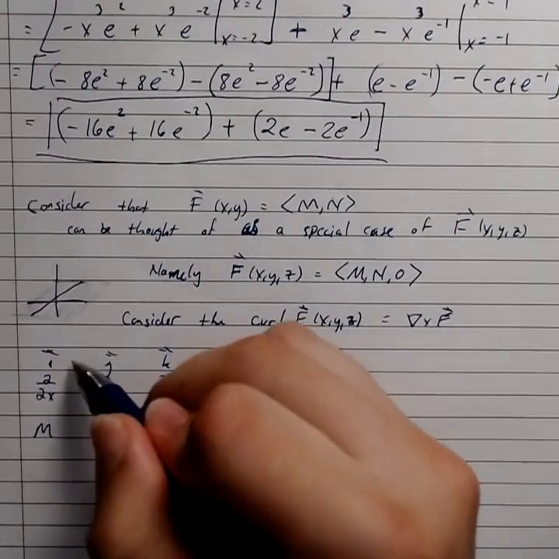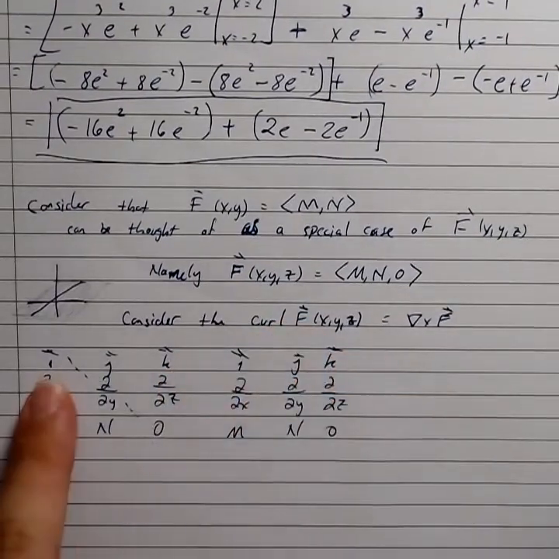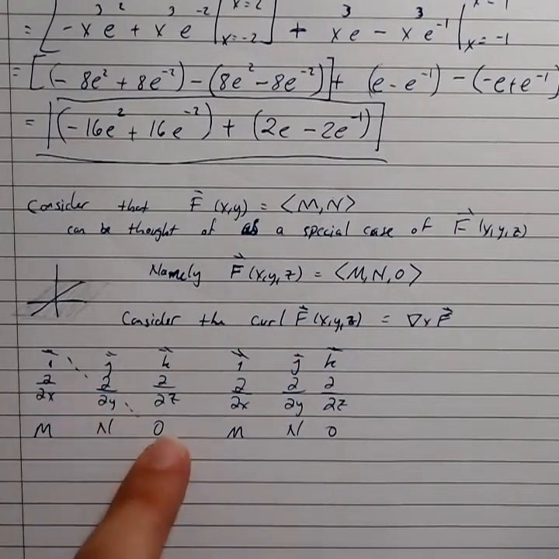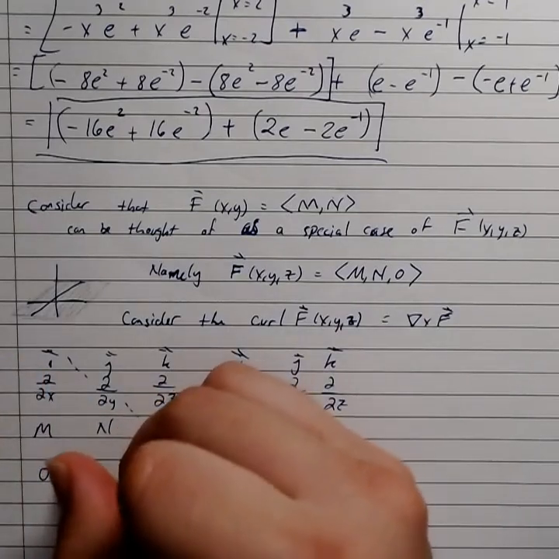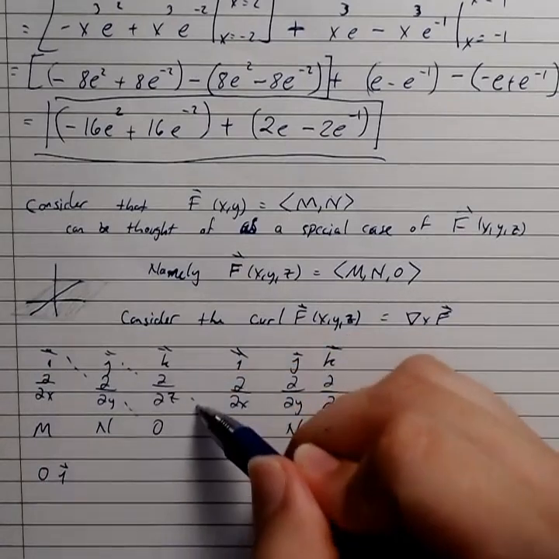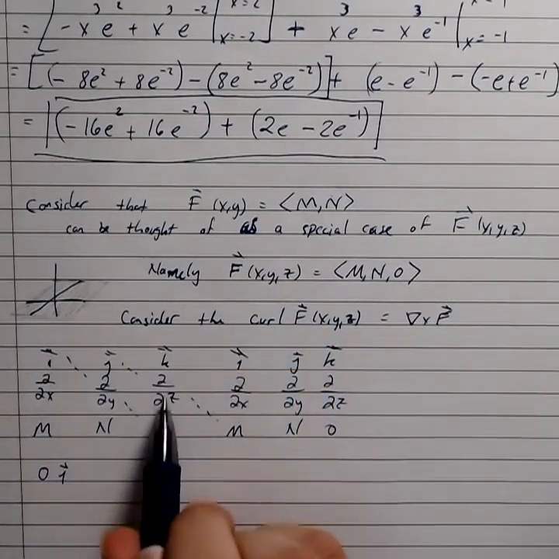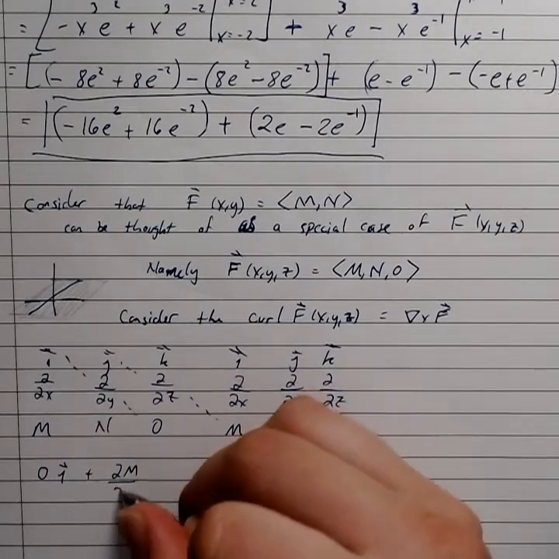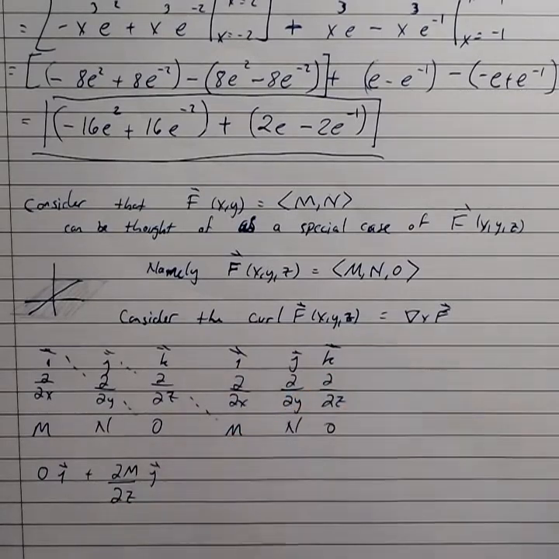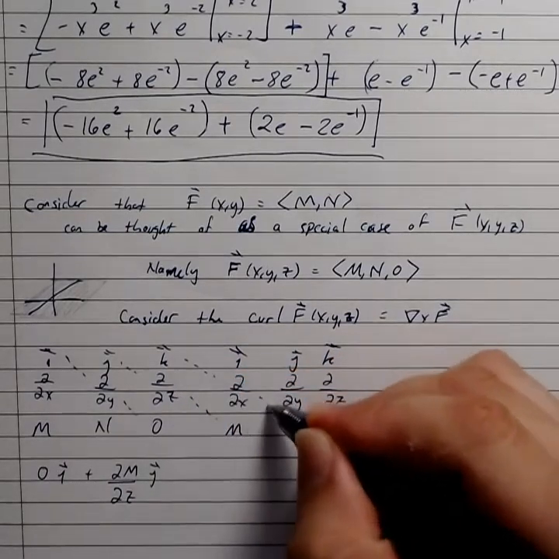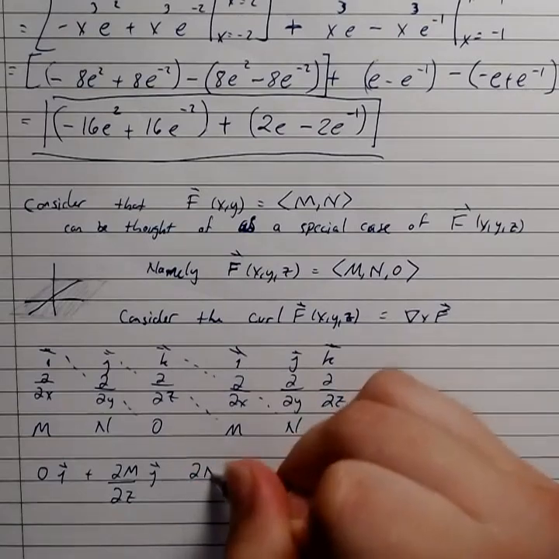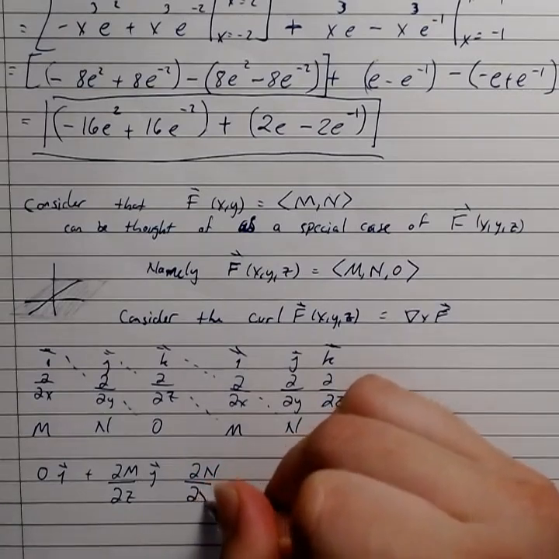So now, to take the cross product, that's i times the derivative with respect to y of 0. Well, any derivative of 0 is 0, so that's going to be 0i. Here, that's going to be the derivative with respect to z of m, so that's del m del z j. And over here, that's the derivative of n with respect to x as my third component, del n del x k.